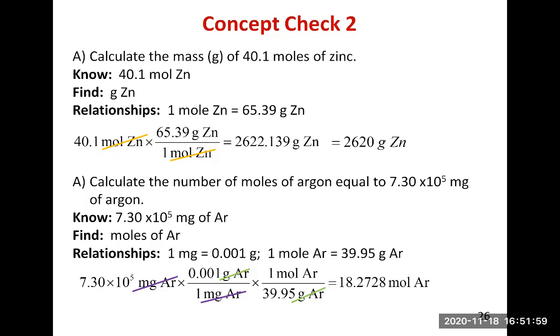The 1 mole is exact, the 1 milligram is exact, the 0.001 gram is exact. The molar mass has 4 sig figs, so you want to keep 3 sig figs because of the given amount. So 18.2728 will be rounded to 18.2, but what comes after the 2 is a 7, so the 2 will become a 3. 18.3 moles of argon. That's the number of moles in this mass of milligrams of argon.